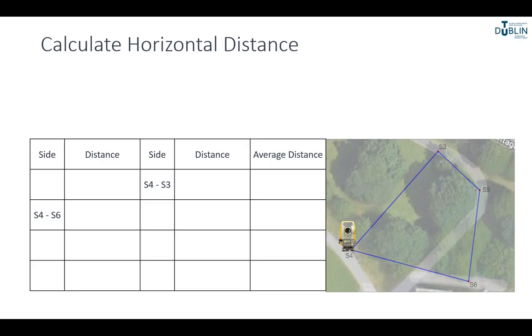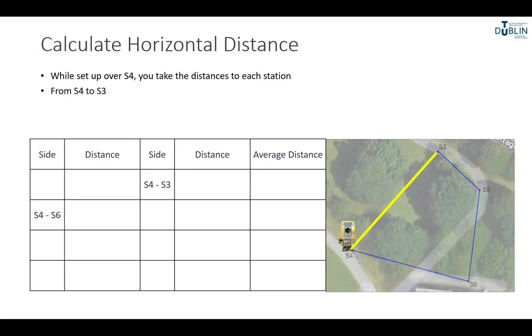While we were set up over station 4, we're going to take the distances to each of the stations beside us. So from station 4 to station 3 and from station 4 to station 6. So just make a note where these are on the booking sheet. So from station 4 to station 3, we get this value. And from station 4 to station 6, we get this value. And we fill them into the table as they are shown below.